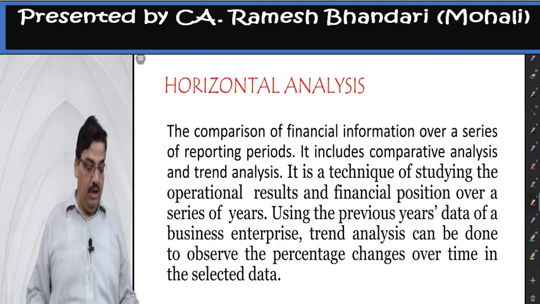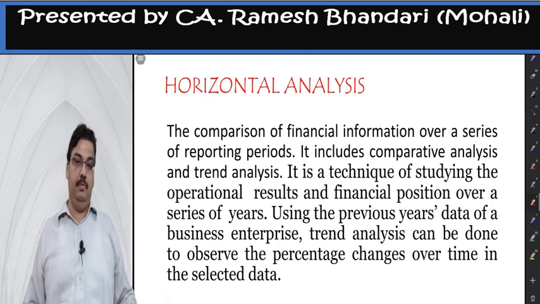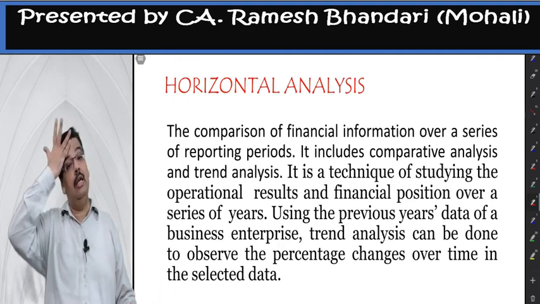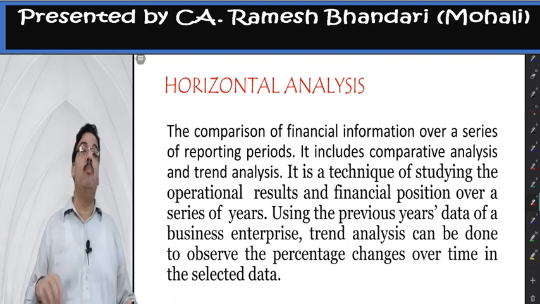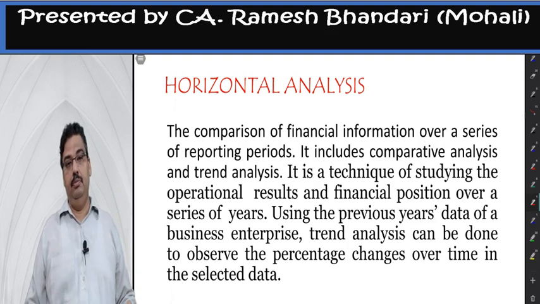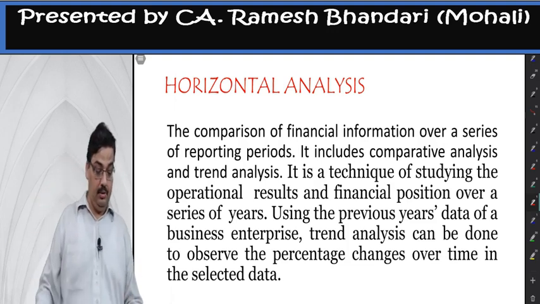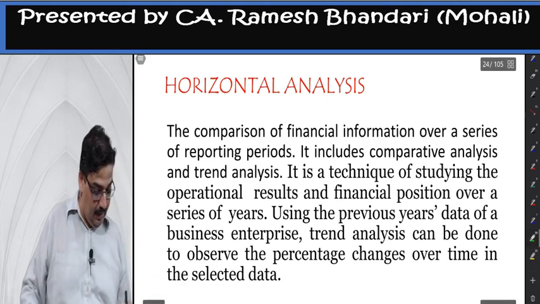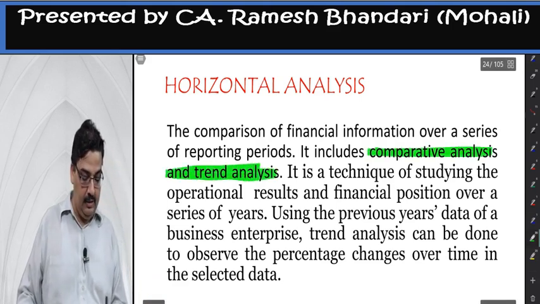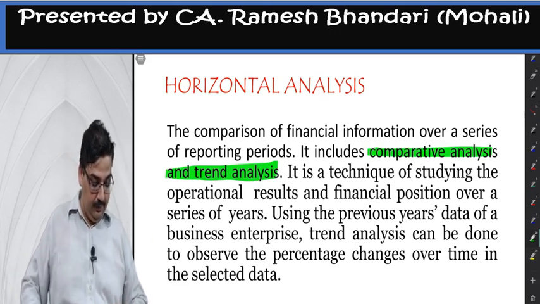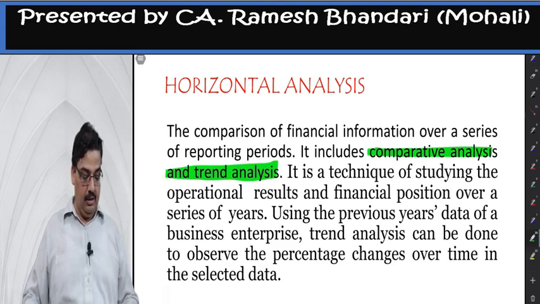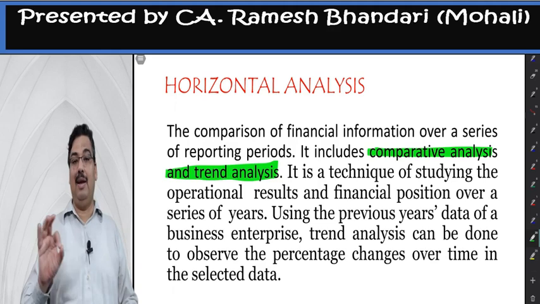The comparison of financial information over a series of reporting periods. Always there are 2 years, current year and previous year. They may be reporting of 4 years, 5 years. There you can make more of what we call trend analysis. Instead of comparative, it becomes trend analysis. It includes comparative analysis and trend analysis. It is a technique of studying operational results and financial position for a series of years. Using previous year data of a business enterprise, trend analysis can be done to observe percentage changes in the selected data. Remember, horizontal analysis deals with trend analysis.